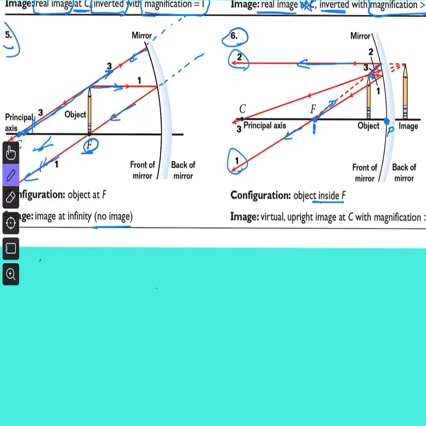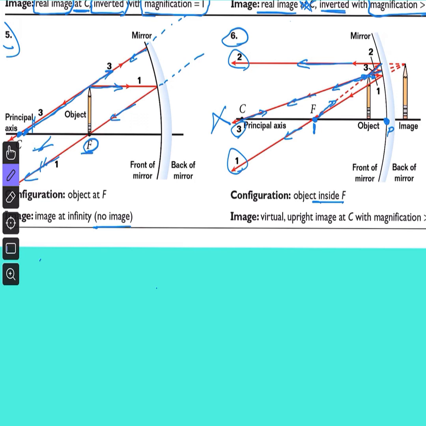For the third one, what did we say? We said when you send the light through the center to the mirror, it must reflect back in the same direction. As you see for number 3 also, there is no intersection in front of the mirror. But when you go in front of the mirror, you will see yourself.